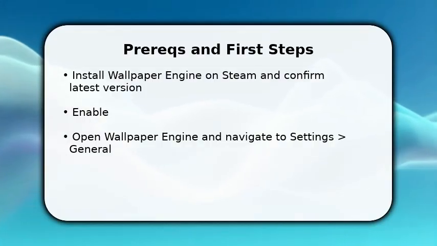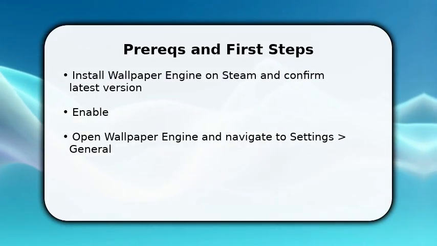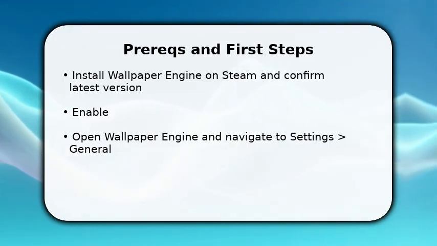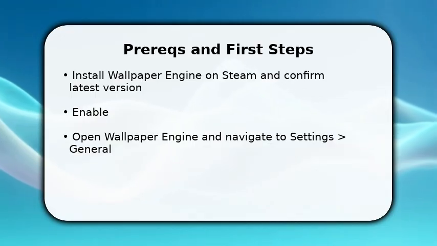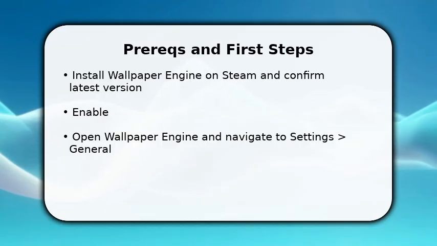You start by making sure Wallpaper Engine is installed and updated on Steam. Once done, grant any system permissions it asks for so the app can control backgrounds. Next, open Wallpaper Engine and go straight to Settings, then General. Make sure Allow Lock Screen features or similar options are visible.